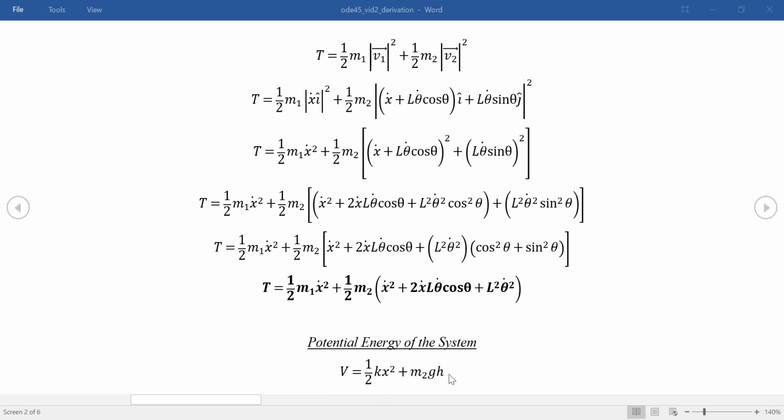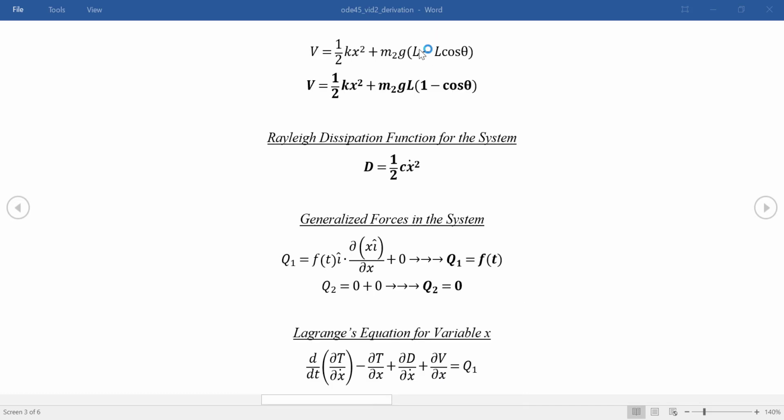So here's the potential energy, 1/2 kx squared plus m2gh. I substitute for h, L minus L cosine theta, because you want things in terms of x and theta. And then I factor out this L here and get this final expression for the potential energy in the system. So that's taken care of.